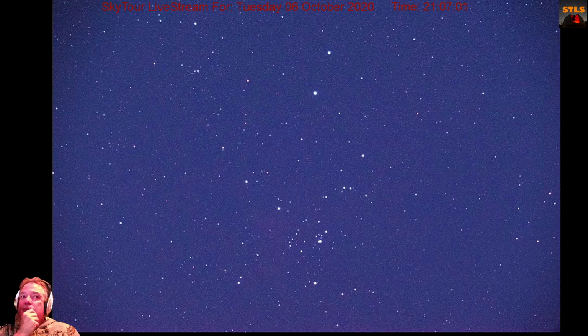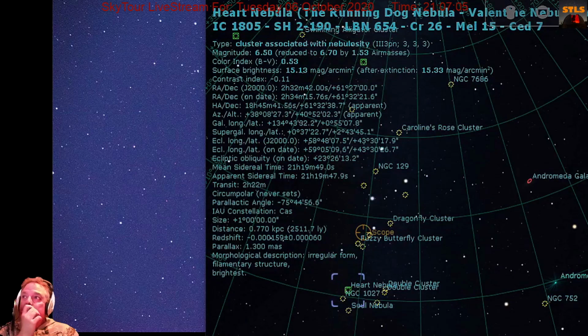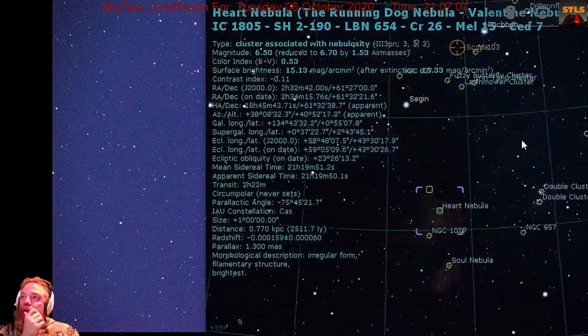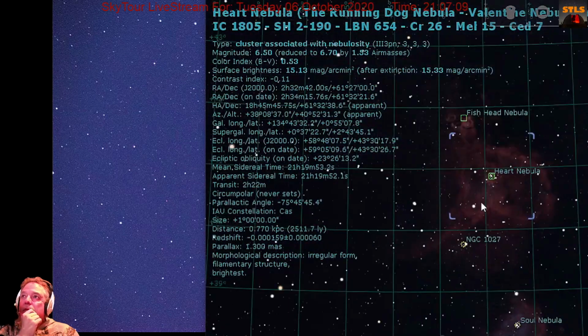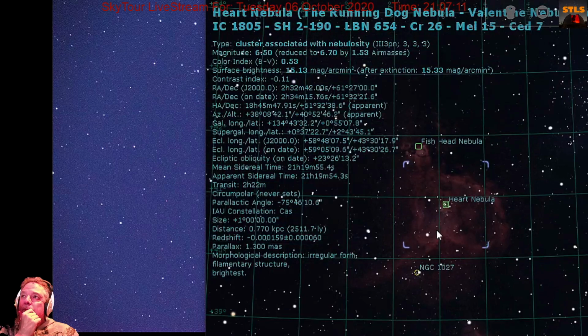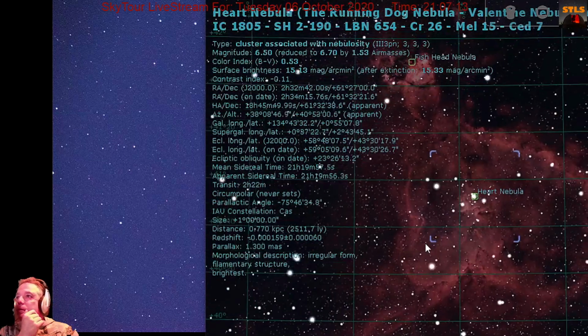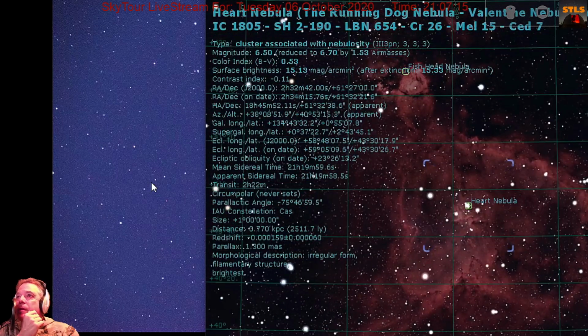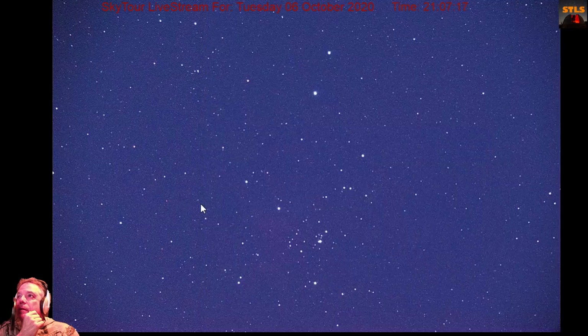And let me just make sure I'm not lying to you. Let's go to the Heart Nebula. There's the cluster that we're looking at. And yeah, that was correct. Okay.